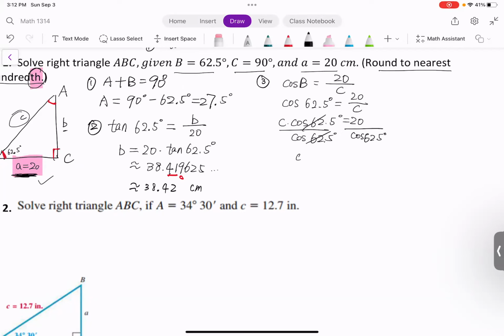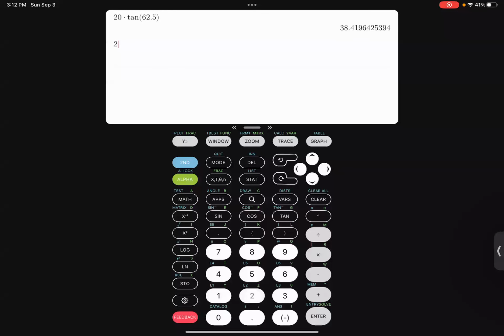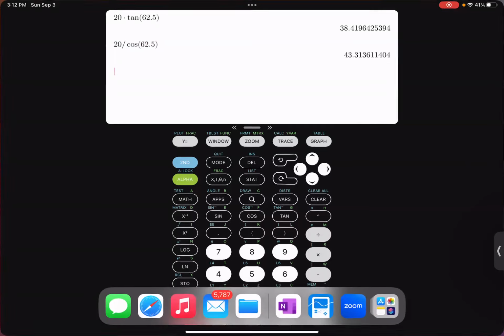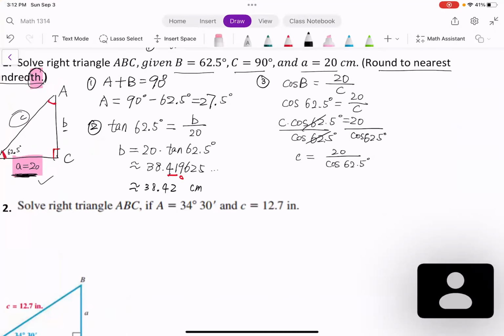So they are canceled. C equals 20 over cosine 62.5. Let's put this in our calculator. So that's 20 divided by cosine 62.5, close the parentheses, should be 43.3136 something. Let's go back to the notes.